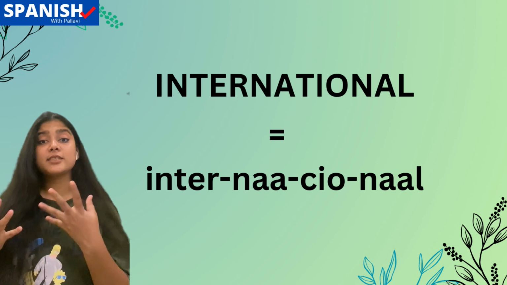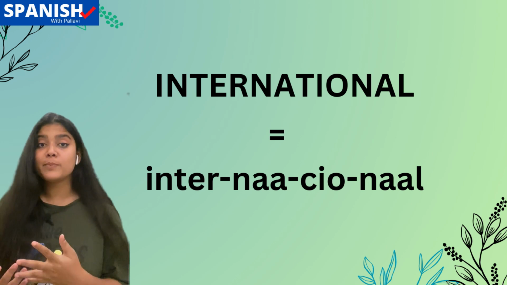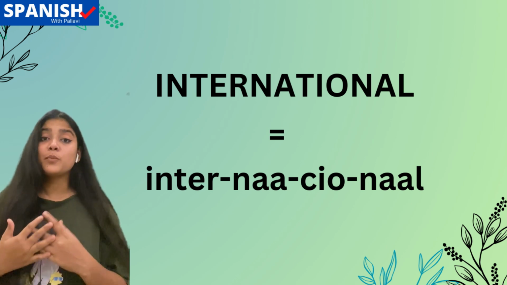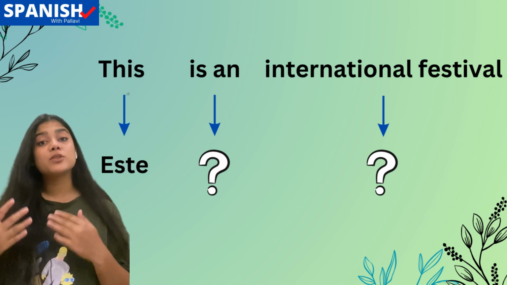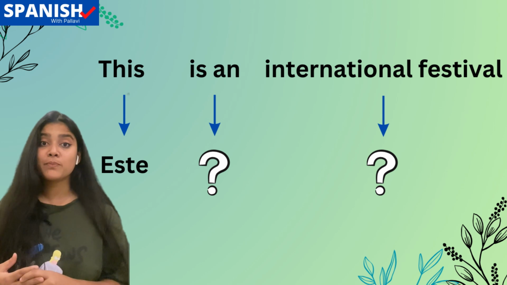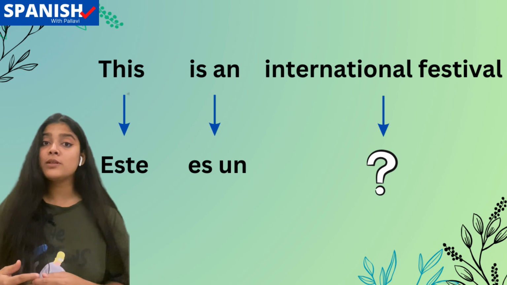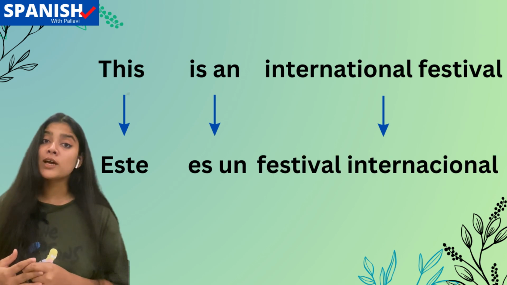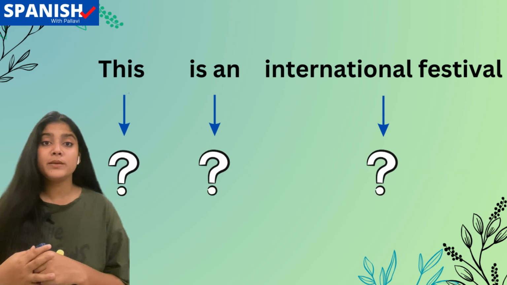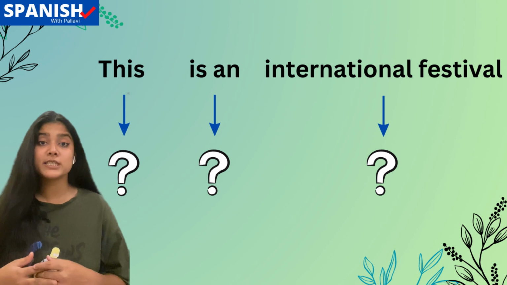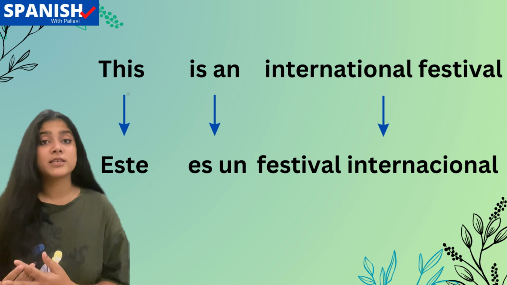Last but not least, this word is international. How do you say that in Spanish? Internacional. Por ejemplo, this is an international festival. How do you say that in Spanish? This will be esta. Is will be es. An international festival, un festival internacional. So the whole sentence will be: Este es un festival internacional.